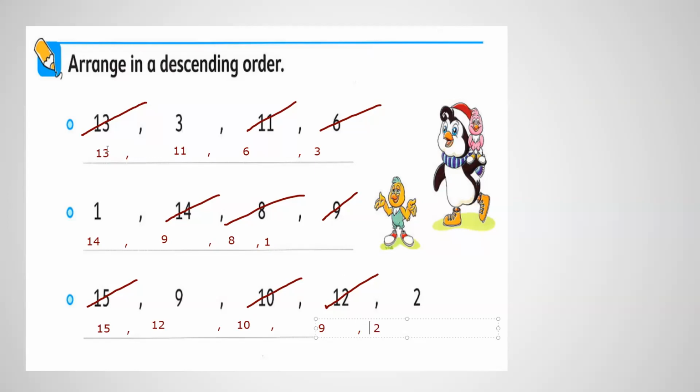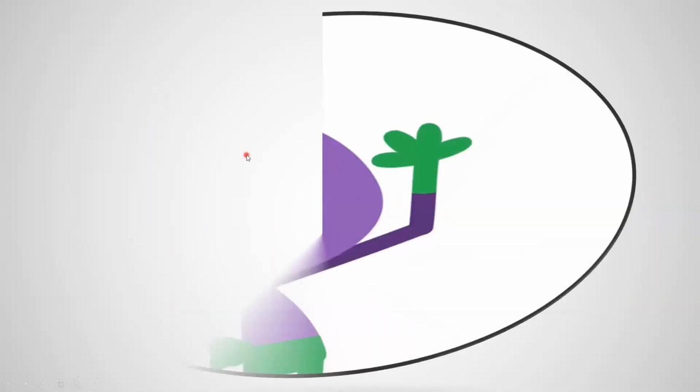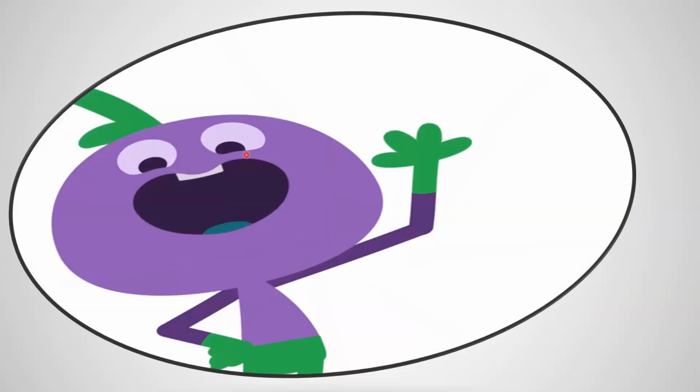So again, this is called what? This is called the descending order. So ascending means from the smallest to the greatest, but descending means from the greatest to the smallest. Okay, this was our revision on Unit 3 for grade 1.